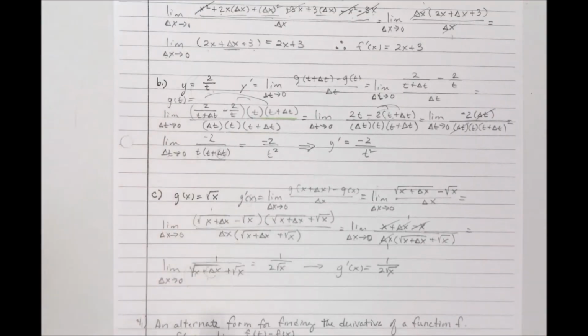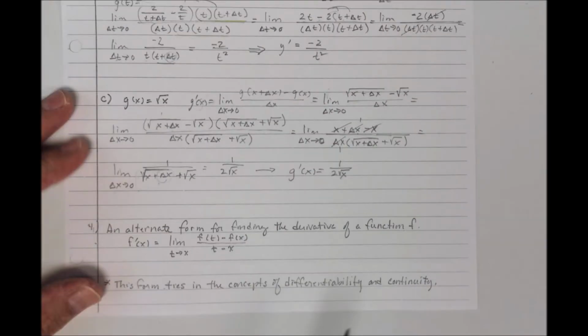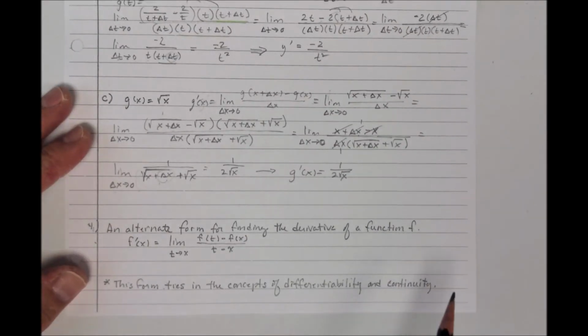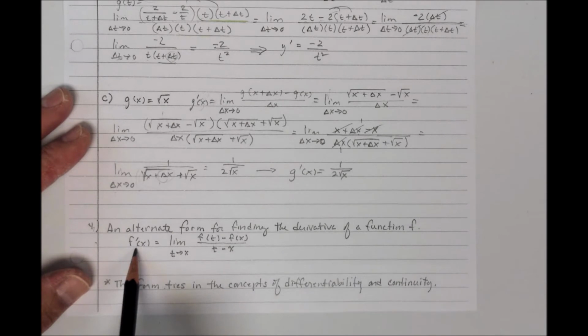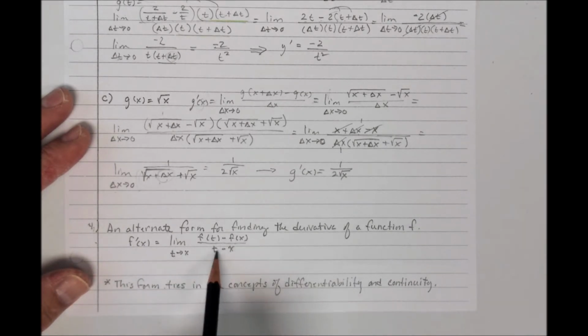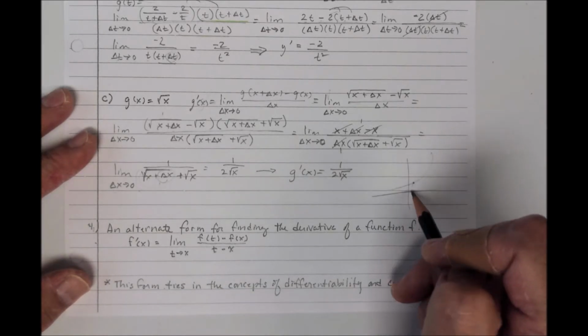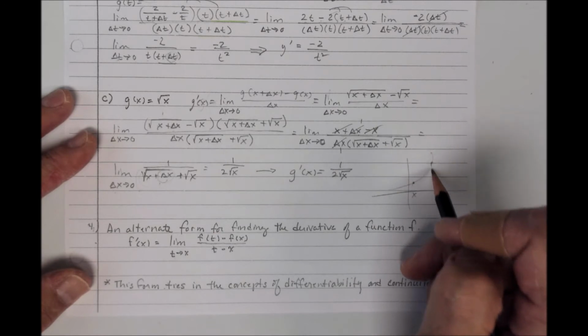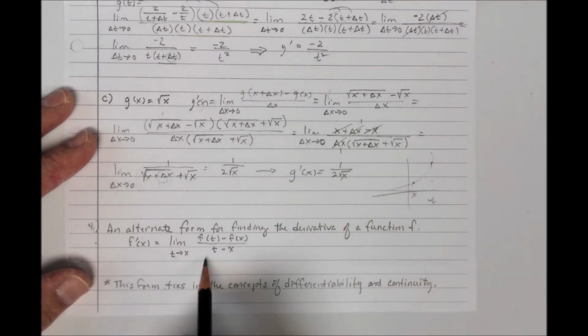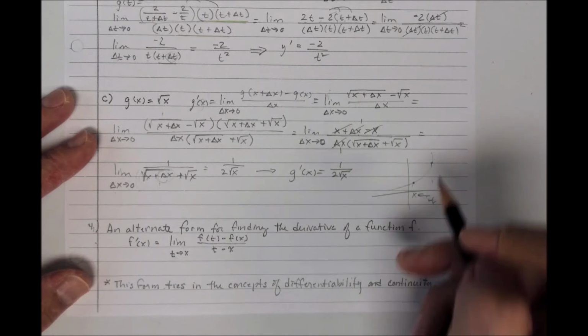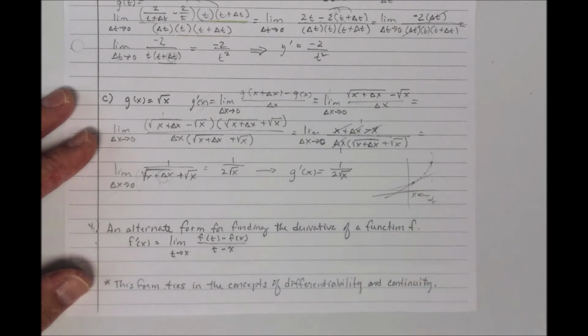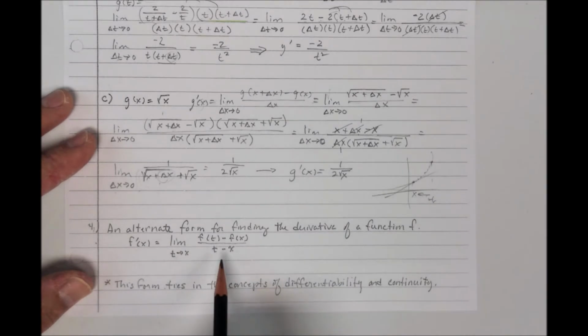All right, there is an alternate form for finding the derivative of a function, and it ties in the idea of something that's differentiable and a function that's continuous. It's that f prime of x is equal to the limit as t goes to x of f of t minus f of x all over t minus x. That's using the same idea here. Here's x, here's t, and we're going to let t go to x. It gets closer and closer to x, so this point is moving along here to get the slope of the tangent. It's the same idea.